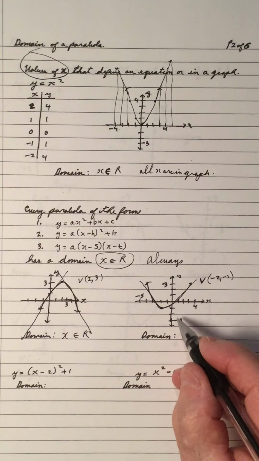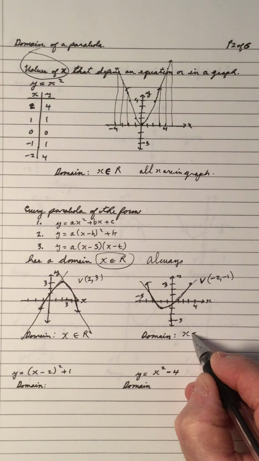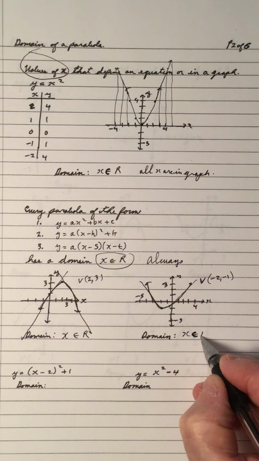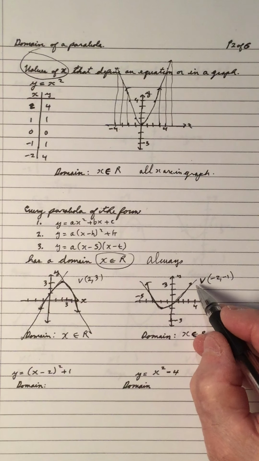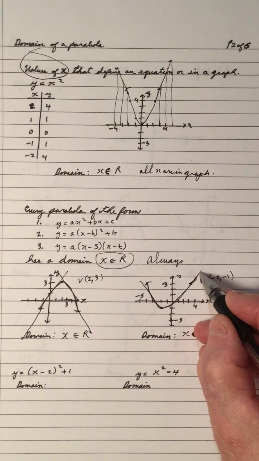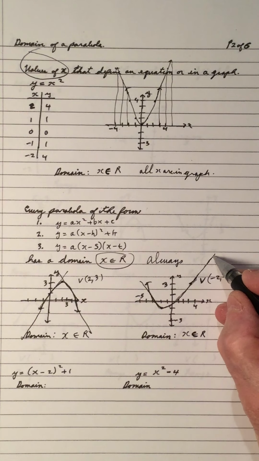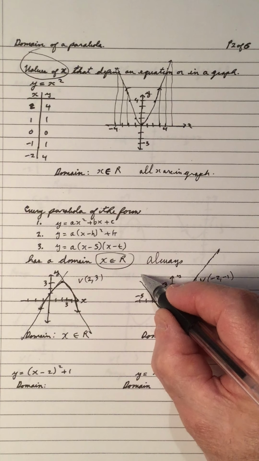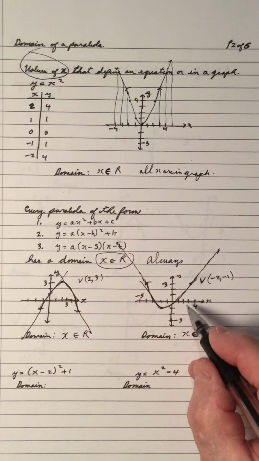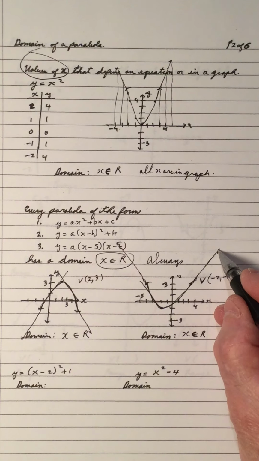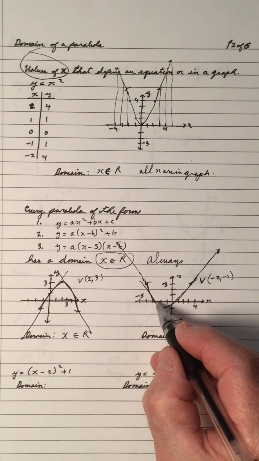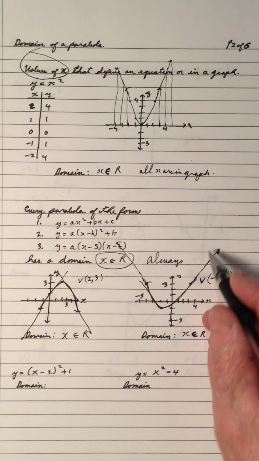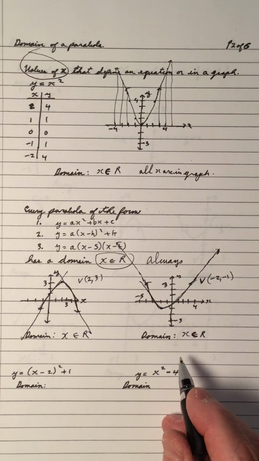But it's a parabola, so therefore the domain is x ∈ ℝ. Why? Because all the x's are represented when we draw this. So watch, as I draw it up and out like that. What does it mean? As I go out to the right, the y values increase. As I go out to the left, the y values increase, so you get a U shape.